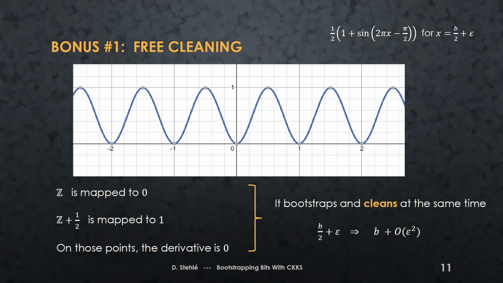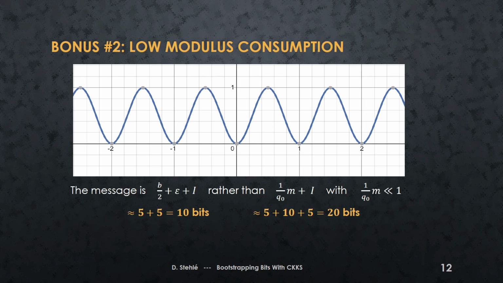OK, so why is it a good modification of eval mode? There is a first good reason. As you can see, the derivative in the z points and in the z plus 1/2 points, these derivatives are 0. So it not only bootstraps, but it cleans the noise at the same time for the same cost. So bootstrapping and cleaning at the same time is a nice first bonus.